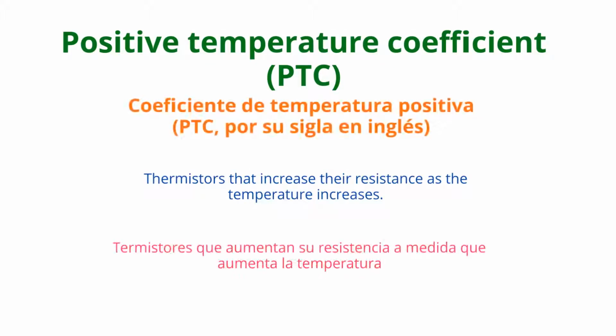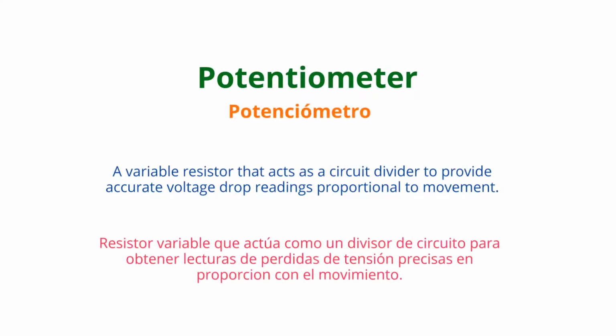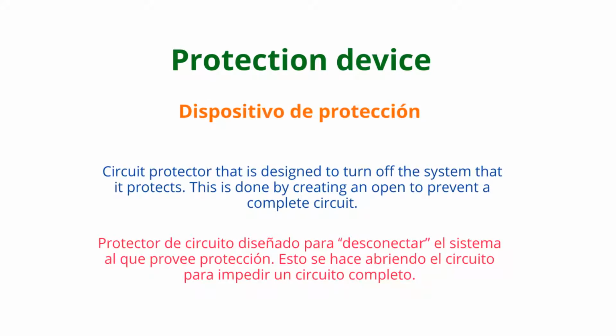Positive temperature coefficient, or PTC. Thermistors that increase their resistance as the temperature increases. Potentiometer. A variable resistor that acts as a circuit divider to provide the accurate voltage drop readings proportional to movement. Protection device. A circuit protector that is designed to turn off the system that it protects. This is done by creating an open to prevent a complete circuit.